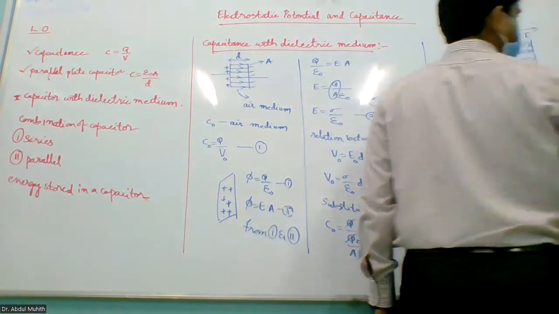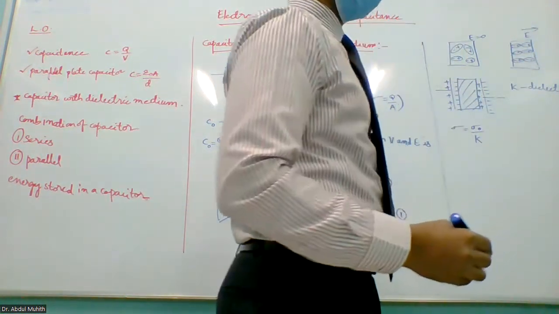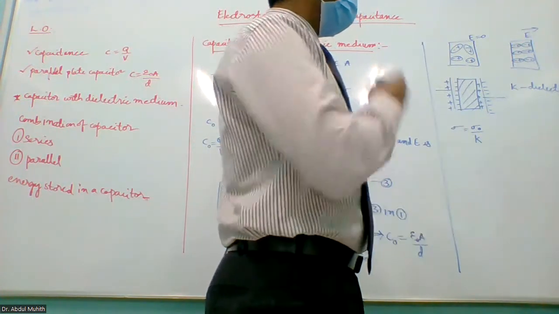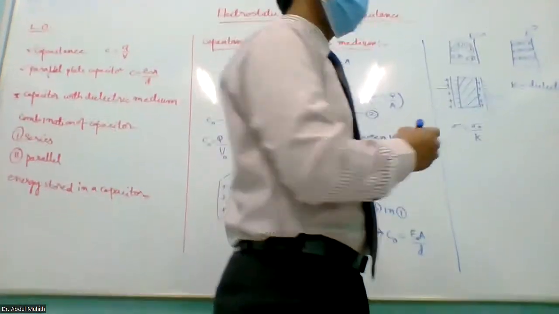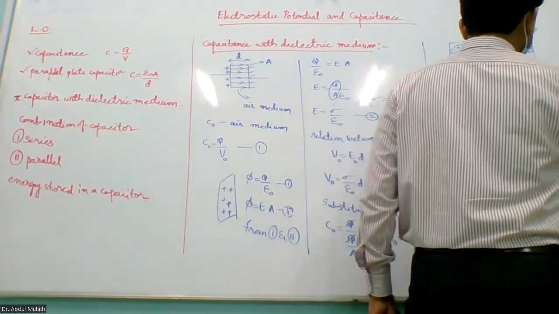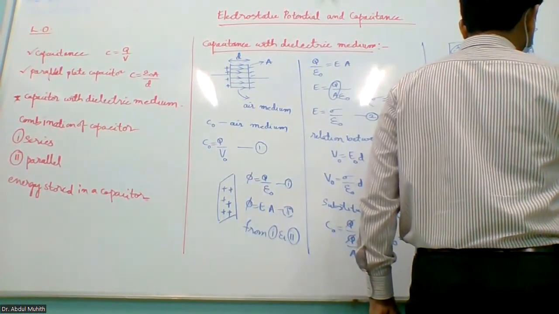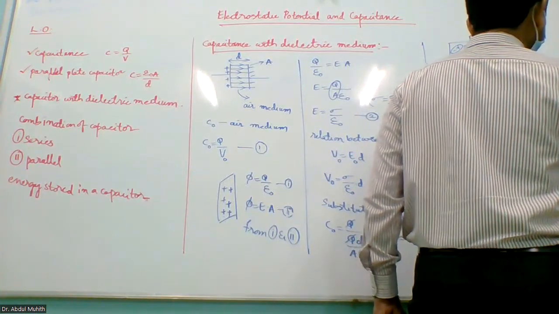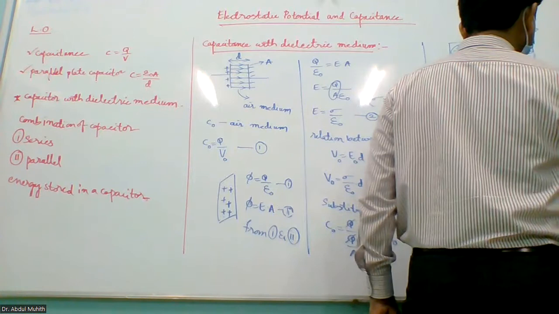Understood? So k is the dielectric constant. K is 3 for one material, 5 for another, and for a conductor k is equal to infinity.